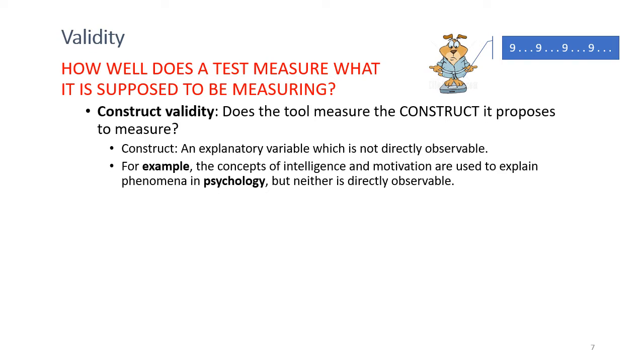So the examples, the concepts of intelligence and motivation, both of these are variables that are used to explain phenomena in psychology, but we can't really observe them. We can't put a thermometer in, we have to have some sort of a scale to measure something that's just in our own minds. These are concepts that are in our own minds, and they're called constructs. So when we're measuring a construct, it's an idea that's just in our own mind, it's not observable, and we're trying to measure it and make sure our measure is actually measuring what we want it to measure.